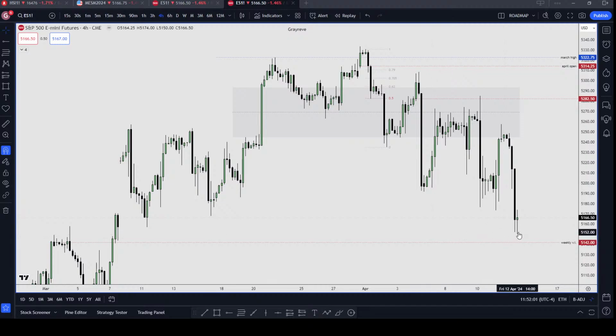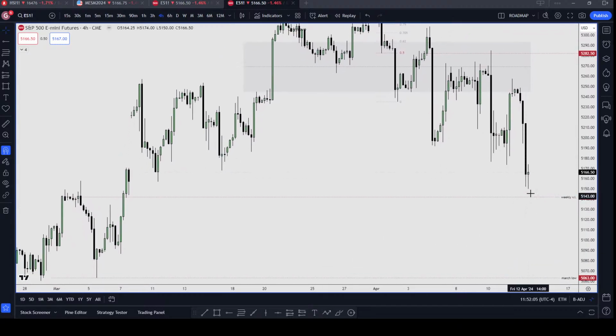And we close the week with this low right here. So the nearest PD array to this low would be this fair value gap here, which is why I think that we are most probably going to trade into this fair value gap next week, right?